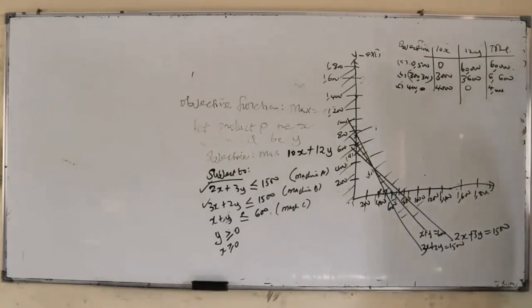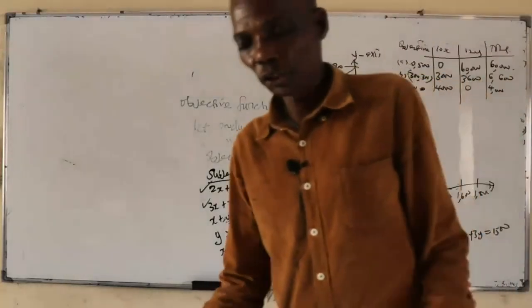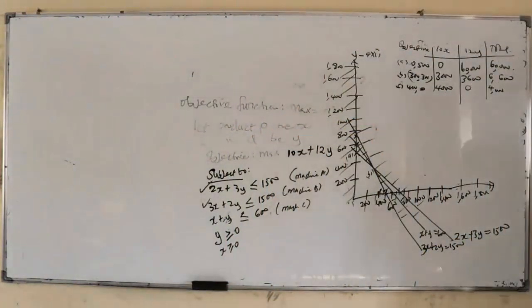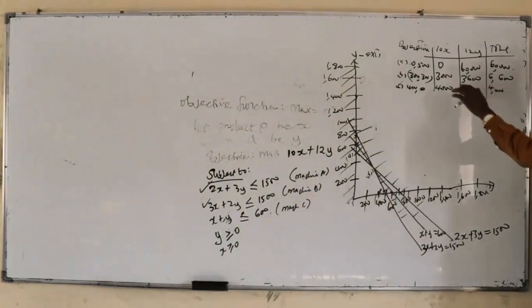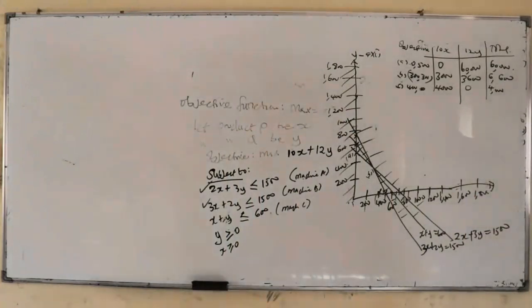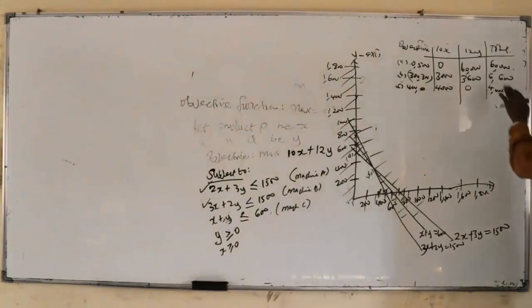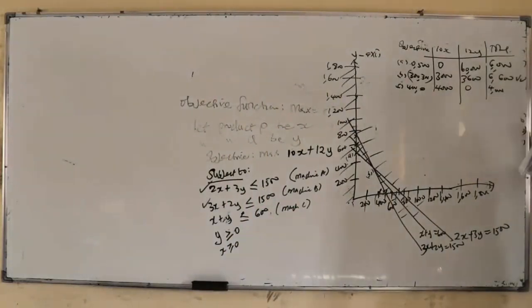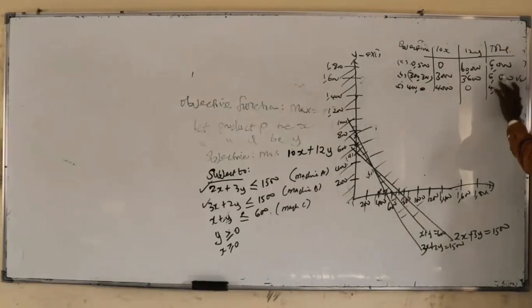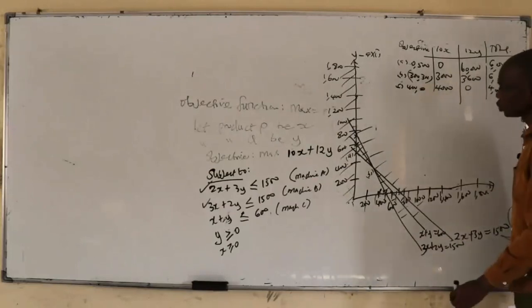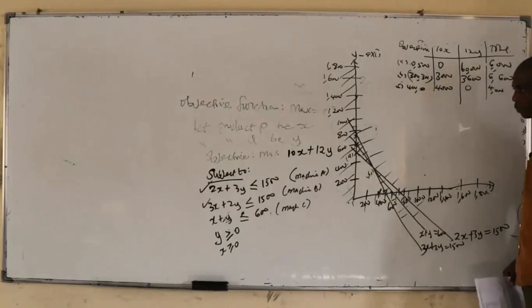Now, you are asking yourself, at what point should we maximize the profit? You have evaluated it, and you have seen that the point where we have the highest is this one. Just a minute. This one was 500 times that. This is 6,000, not 60,000. So where you have the highest is this point, 6,600.